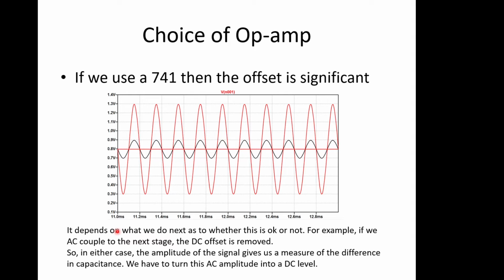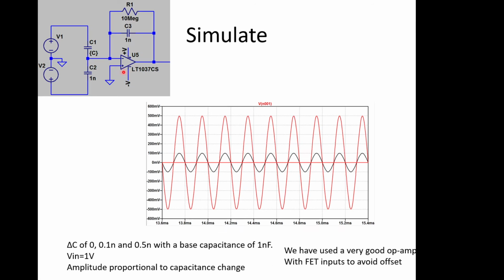So I said that we chose a good op amp there with little offsets. You might ask the question, well, how good does it need to be? Because cost is always an issue with these things. 741s are quite cheap. If we use the 741, would it work? So if you simulated it with a 741, so we just take the previous example and replace this LT1037 expensive op amp with a 741 cheap op amp, does it work?